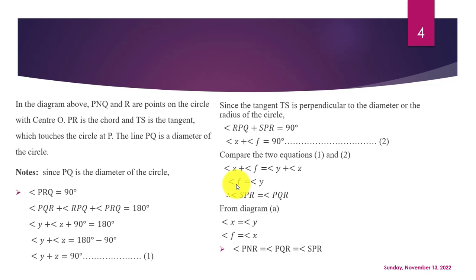Right. From diagram A above, we have angle S is equal to angle Y, and angle F is equal to angle S. This implies that angle PNR is equal to angle PQR and is equal to angle SPR.